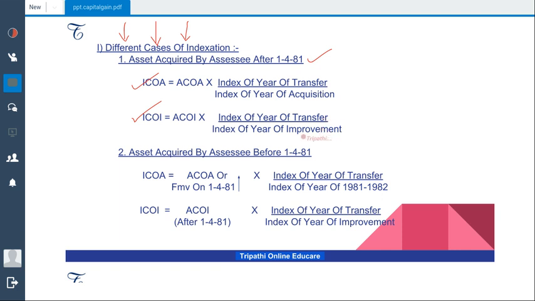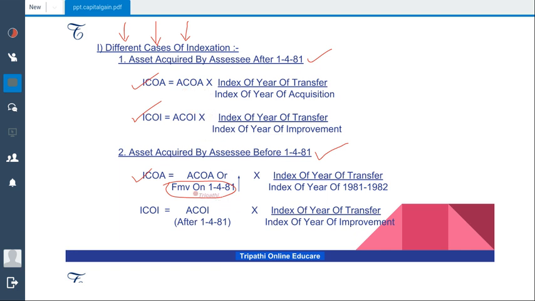Now, situation 2, case number 2. Asset acquired before 1981. So if you buy an asset before 1981, in that case your formula for index cost of acquisition will change. Now what is the change? Actual cost of acquisition or fair market value as on 1981, whichever is higher. Now this fair market value as on 1981 is the addition. It was not there in the previous formula or previous case.